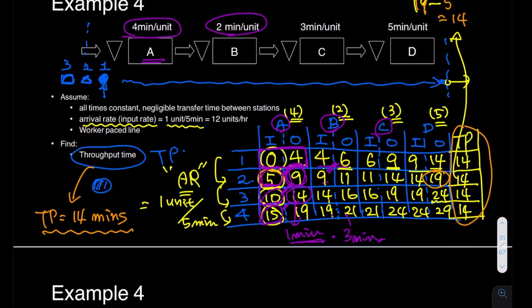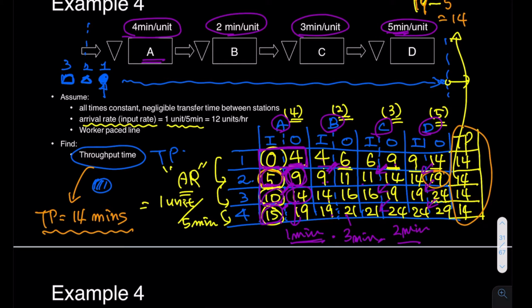For station C, again, every 5 minutes a new material is coming, but only 3 minutes is this machine busy. In other words, there are 2 minutes of idle time from 9 to 11, 14 to 16, 19 to 21. But if you look at station D, station D is very busy. Why? Because every 5 minutes the material comes in and you have to use up all those 5 minutes. So if you look at this simulation table, indeed there is no idle time at all.